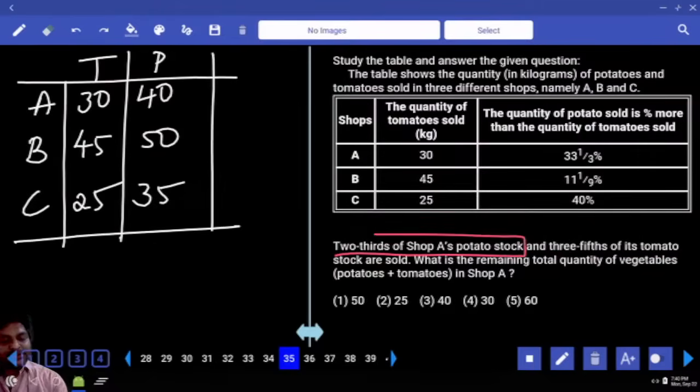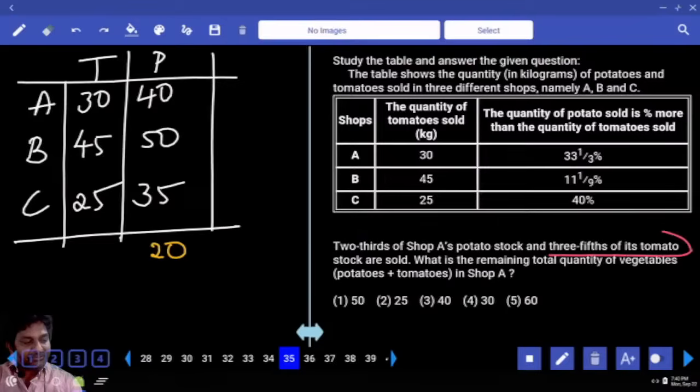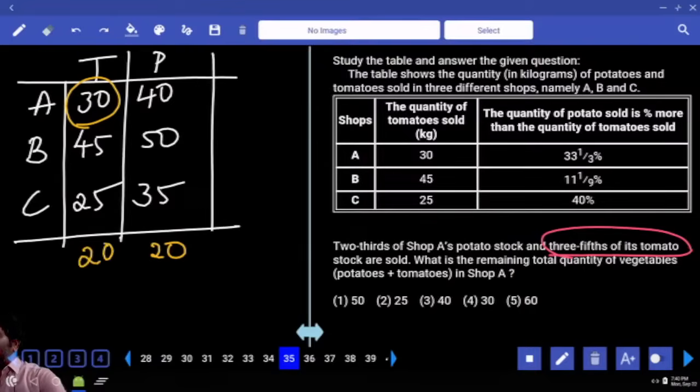2/3 of potatoes were sold. That means this is equal to 2/3 only. Then unsold is 1/3, which will be half of this number. So 20 are unsold potatoes. 3/5 of tomatoes were sold. That means this is equal to 3/5. Unsold is 2/5. If 3/5 is 30, 2/5 will be 20. 20 unsold tomatoes, 20 kgs of unsold potatoes.